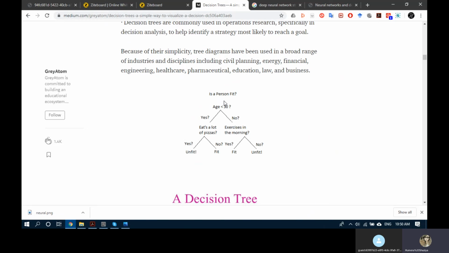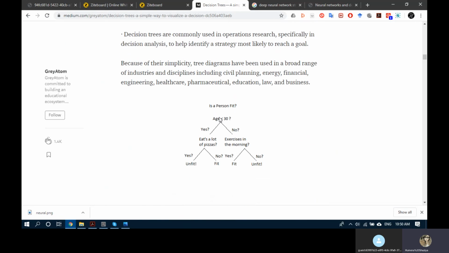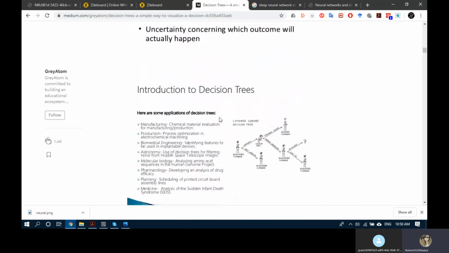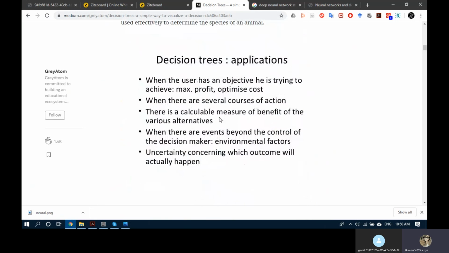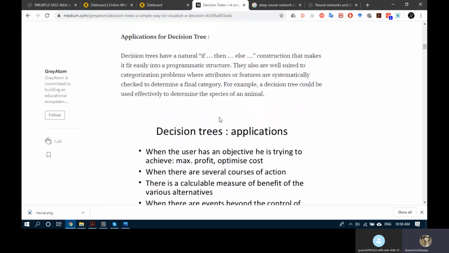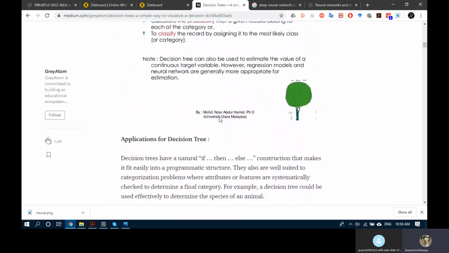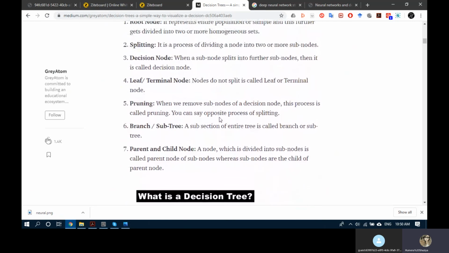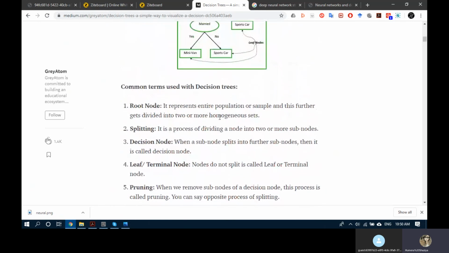How do you know that? By going through this decision tree, you can come to a conclusion whether you are fit or not. So you are deducing, deriving a new conclusion. This is a decision tree. ID3 is a type of variant of decision tree that has been developed.